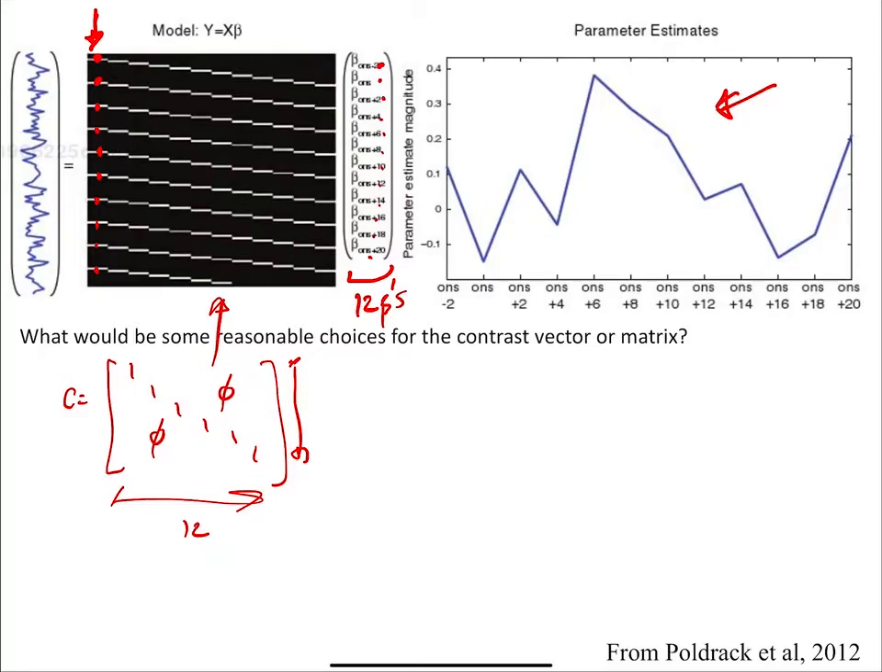Right. Okay. So it basically is telling you, is anything there? Was there a hemodynamic response at all? So it could be one was really strong and everything else was small, or it could just be overall there was something there. Okay. Yeah. So that would be a good choice.